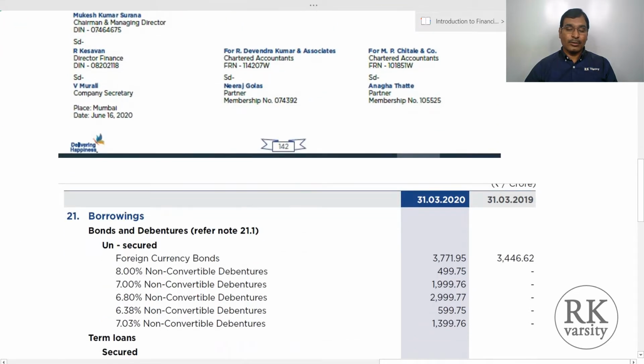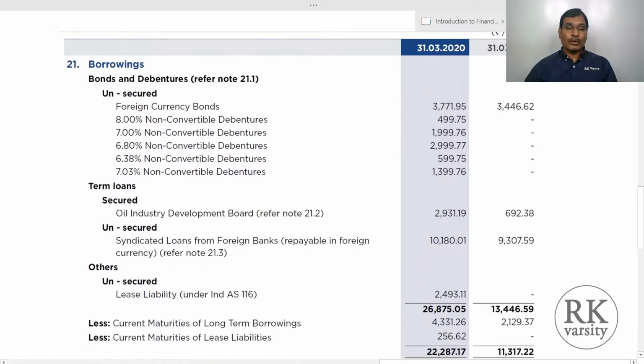If we go more in depth, when you're talking about long-term borrowings, here we have unsecured loans in the form of foreign currency bonds and non-convertible debentures. These are the different types of borrowings for the long term. Then you have term loans: from the Oil Industry Development Board, that is a secured loan, and unsecured loans borrowed from Syndicate Bank and other foreign banks.